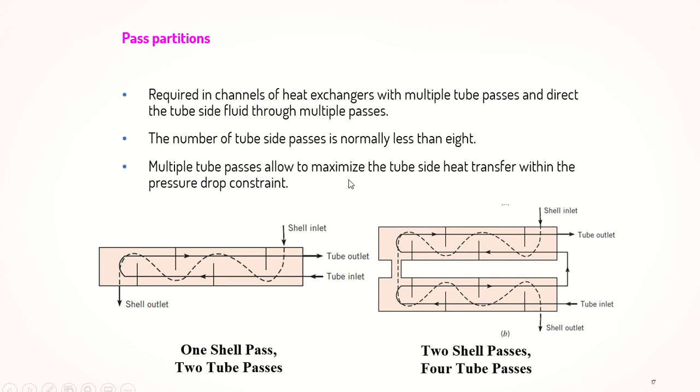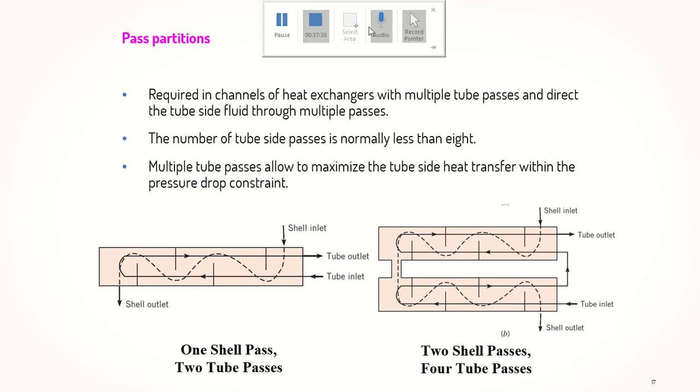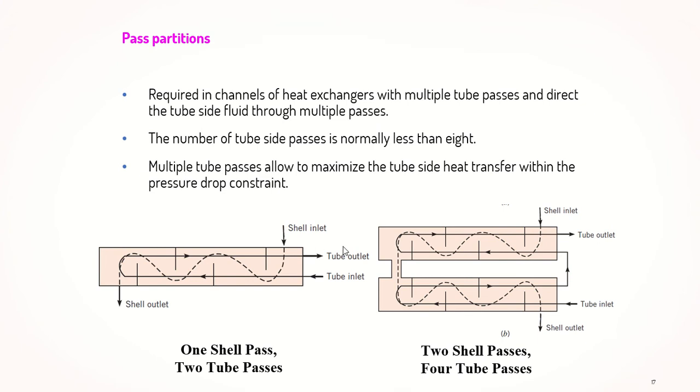And also we have pass partition. Pass partition is actually required in channels of heat exchangers with multiple tube passes, and it directs the tube side fluid through multiple passes. The number of tube passes is normally less than 8, and the tube passes allow us to maximize the tube side heat transfer within the pressure drop.